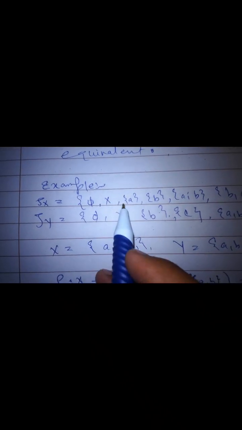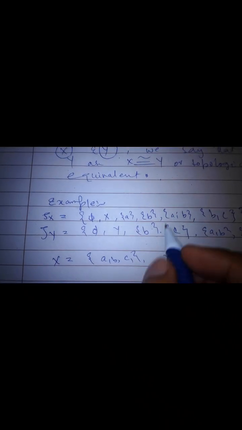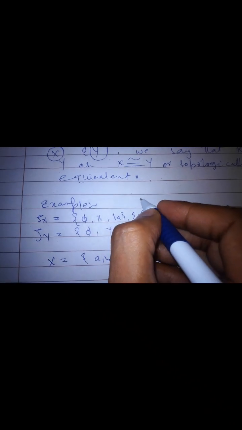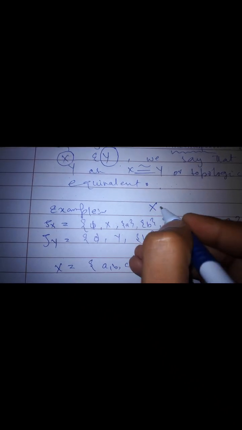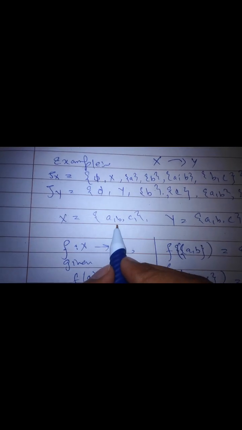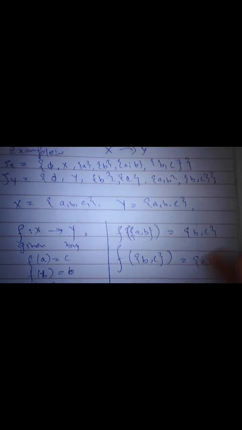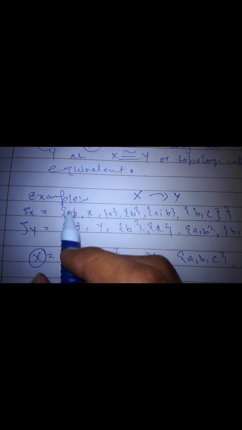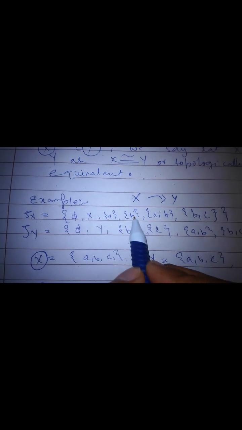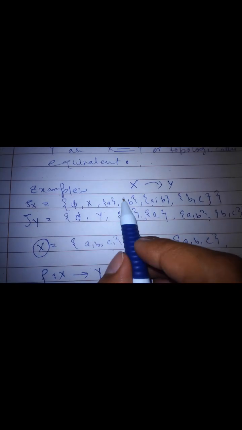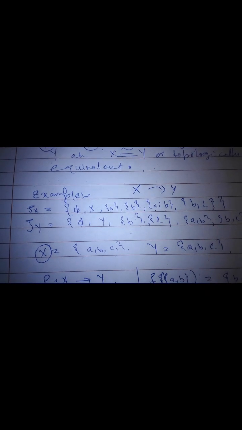Now I am going to explain an example of homeomorphism. Two spaces are homeomorphic if there is a homeomorphism between them. Let X be a set whose elements are a, b, c, and Y is also equal to {a, b, c}. We define a topology on X: empty set, X, {a, b}, {b, c}. This is a topology because the three axioms of topology are satisfied by this collection.